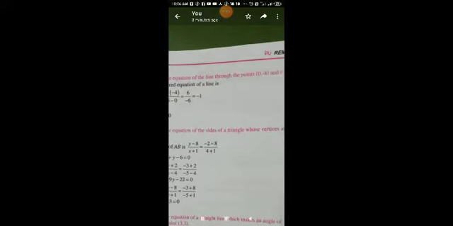The required equation of the line is (y - y1)/(x - x1) = (y2 - y1)/(x2 - x1). By solving this equation we get y + 4 = -x, or x + y + 4 = 0.